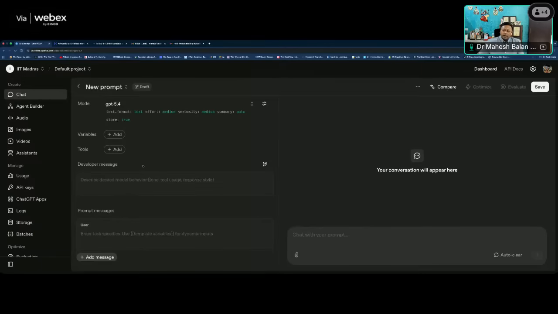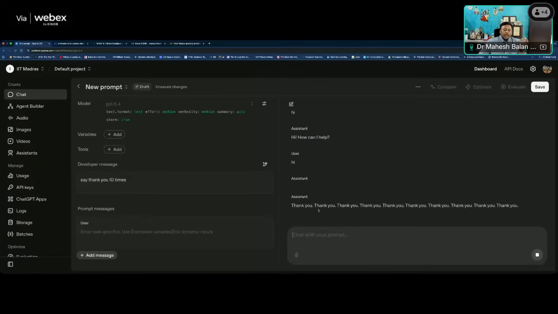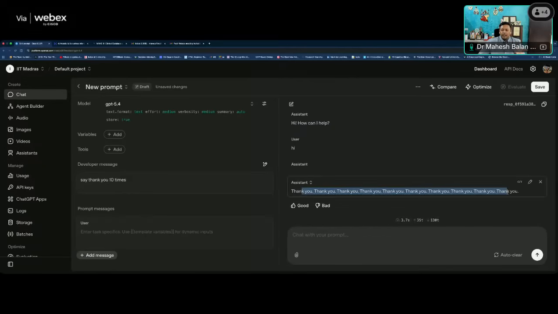So what I can do here is, here you can see a developer message, right? If I just say hi on the right side and hit enter, it says, hi, how can I assist you? That's what it says. But if I give an instruction, for example, say thank you 10 times, then it strictly follows whatever instruction I have given. It says thank you 10 times, right?